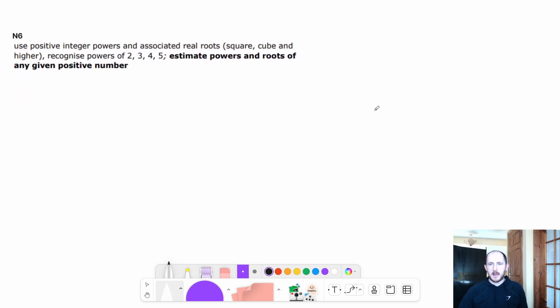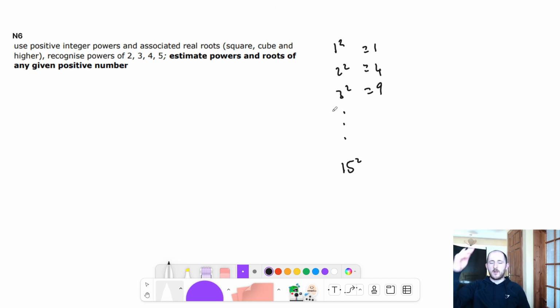Use positive integer powers and associated real roots, square, cube and higher, and recognize powers of 2, 3, 4 and 5, estimate powers and roots. Okay, so there are some values that you're supposed to know. So you should know your squareds, so 1 squared, 2 squared, 3 squared, all the way up to about 15 squared. Okay? And that's going to be 1 and 4, 9.